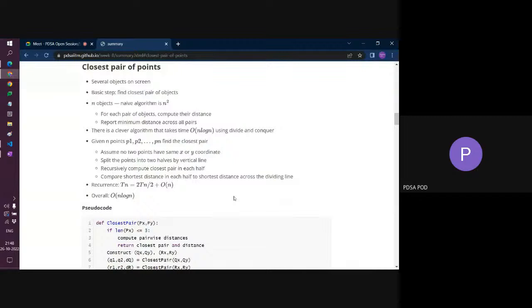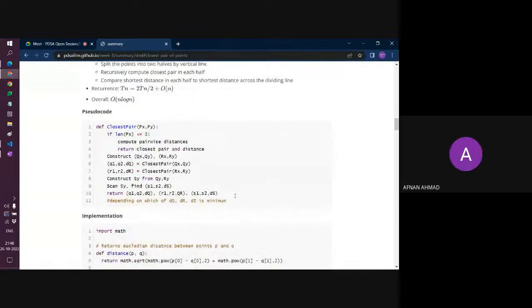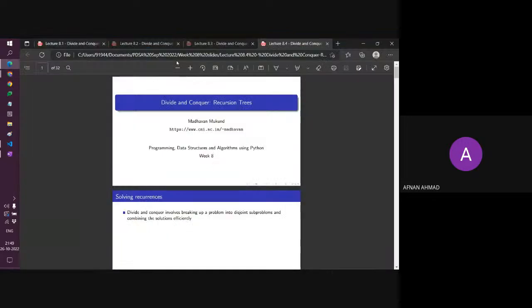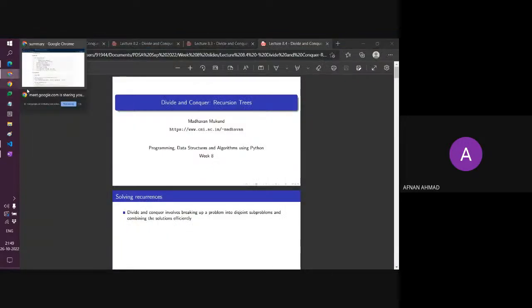Excuse me, ma'am, may I add something? Yeah, Adnan. In the closest pair function, I believe that whatever we are returning is the minimum of these three tuples, depending on whether DQ, DR, or DS is smaller. So it should be the min of these three tuples, is what I believe.